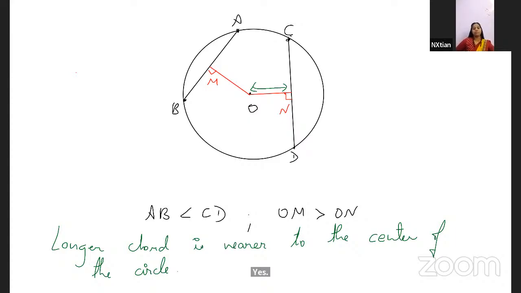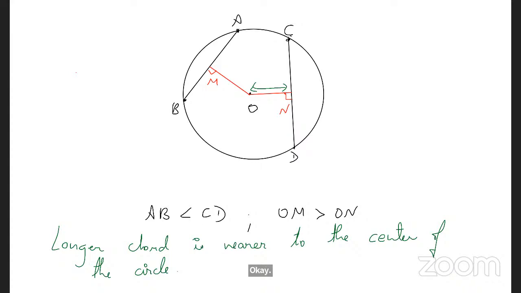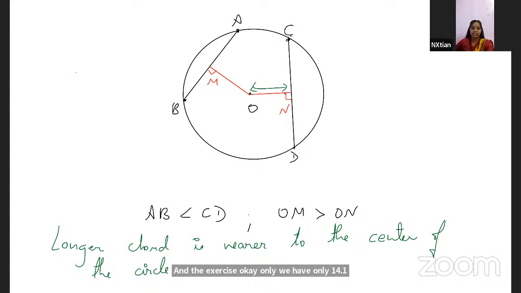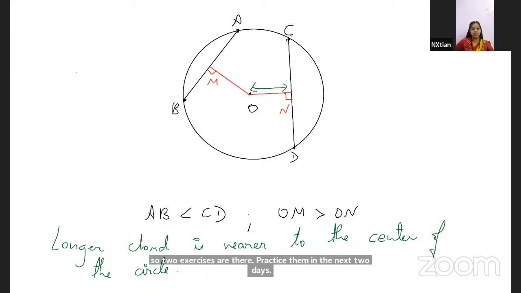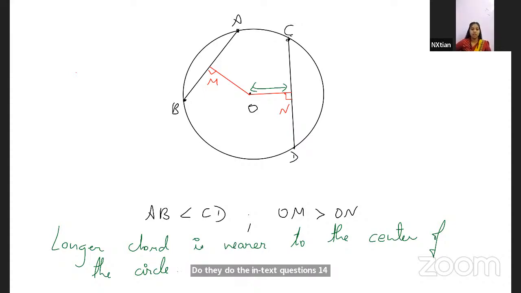Okay, what is the homework? Just give me 1 minute. Try 14.1 and the exercise. We have only 14.1 and the exercise question, so two exercises are there. Practice them in the next 2 days. Today do the index questions 14.1. Tomorrow you can practice the exercise.